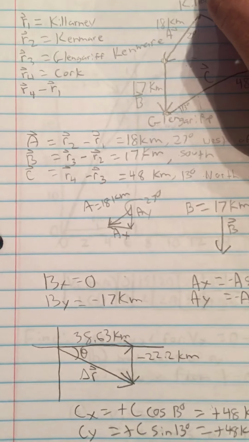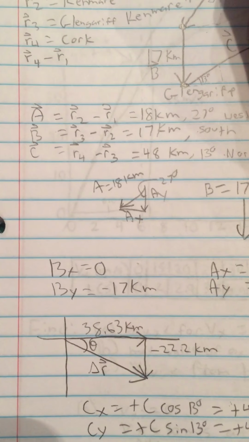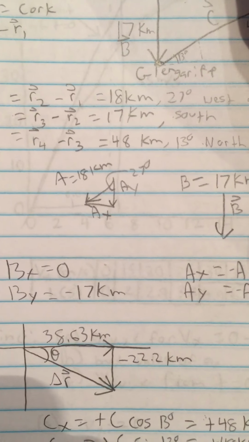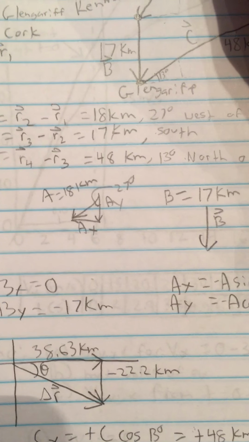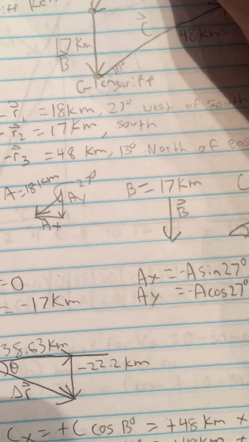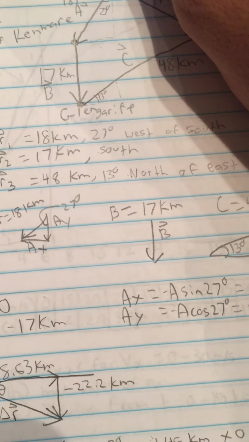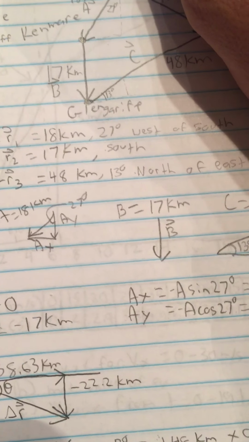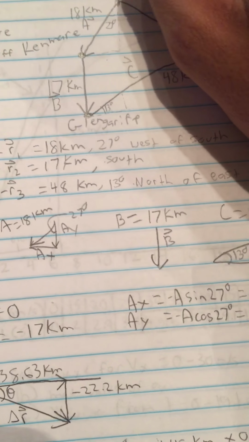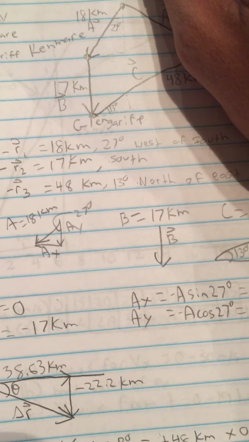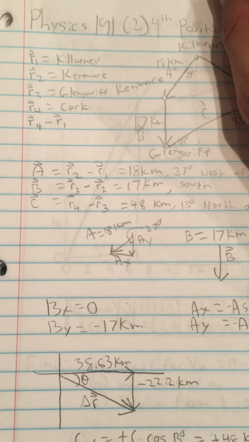So, in a trip from Killinary to Cork, Charlotte and Shona drive 27 degrees west of south for 18 kilometers to Kinmar, then directly south for 17 kilometers to Glengriff, then 13 degrees north of east for 48 kilometers to Cork. What are the magnitude and direction of the displacement vector for the entire trip?